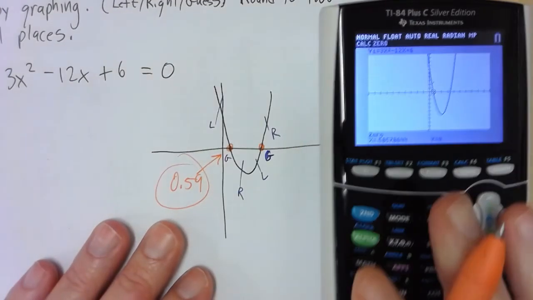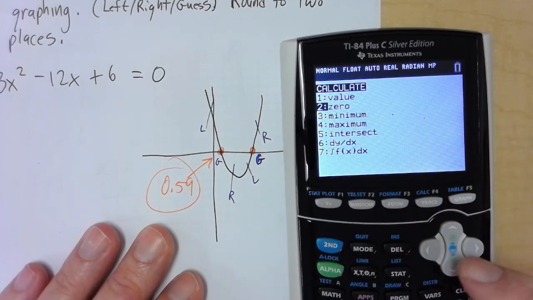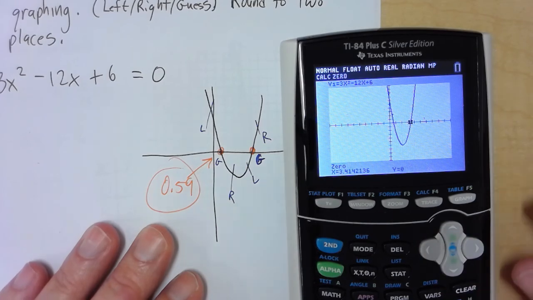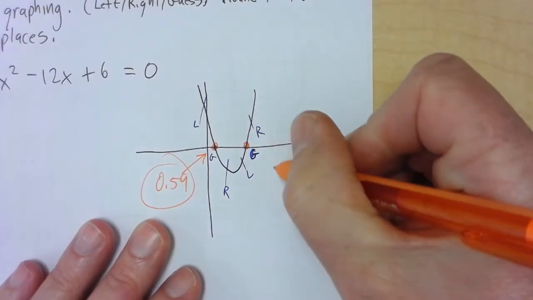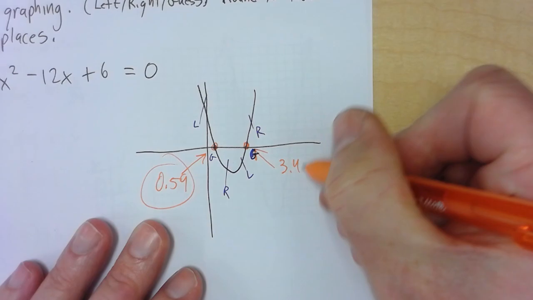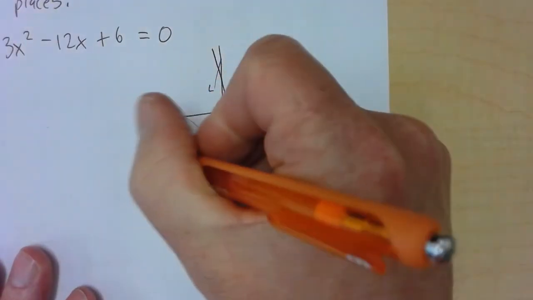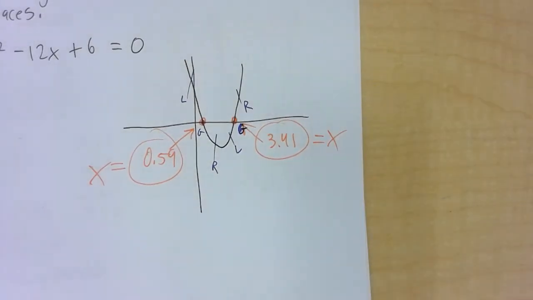And then the other place where it crosses is over here. So I go second, calculate, 0, and then move myself here, mark it, move myself over here, mark it, go back, and enter. So 3.41. It crosses here at 3.41. Those are the two approximate answers for x. So x is approximately equal to 0.59, and x is approximately equal to 3.41.